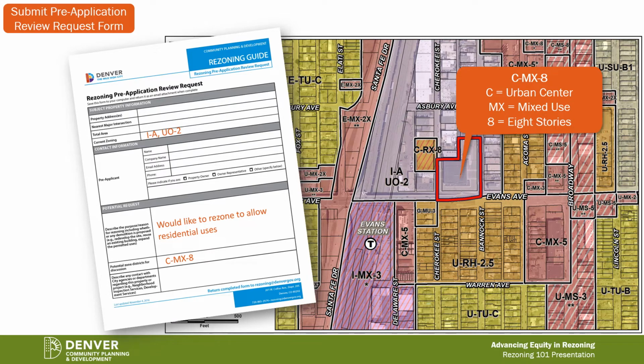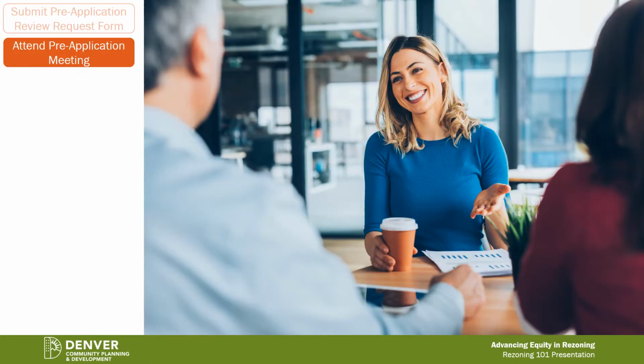After you've filled out the pre-application, then you would submit it. Once you submit your pre-application review request form, city staff will reach out to you to schedule a required pre-application meeting. At this meeting, you will learn all about the rezoning process and the criteria that's used to evaluate the rezoning request. Next, I'm going to walk you through what is discussed at the pre-application meeting.